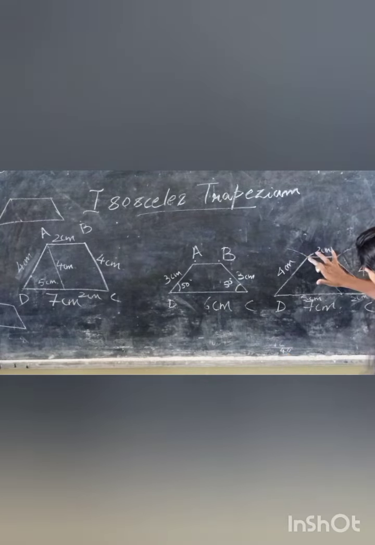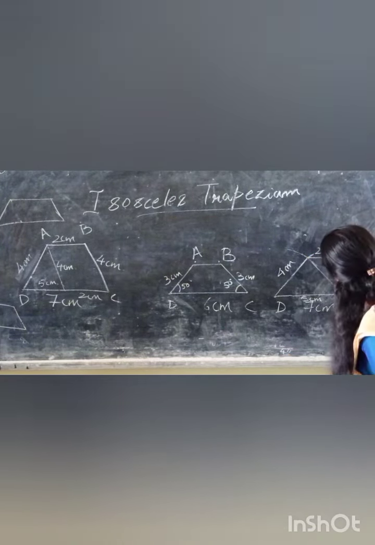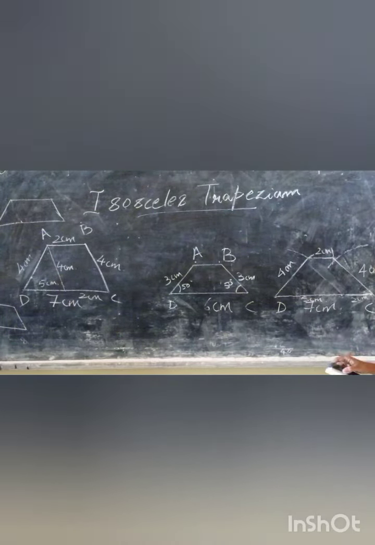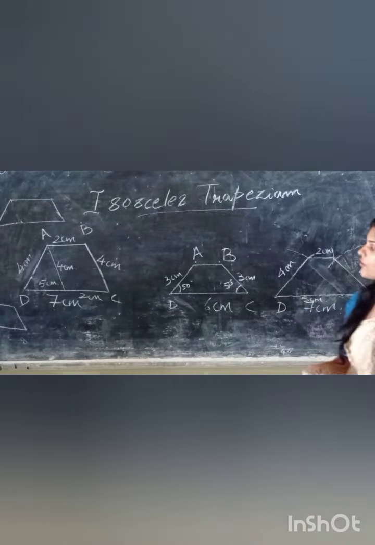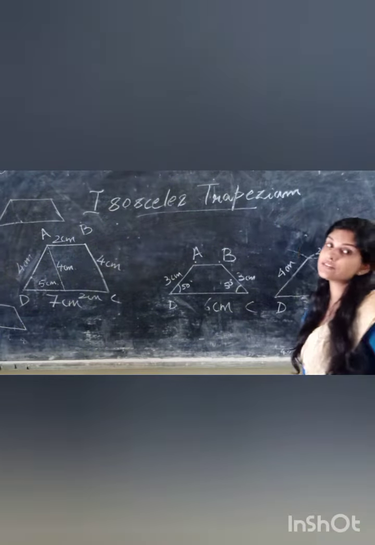And now we shall erase this line. Okay? So now we will get an isosceles trapezium that was shown to you in the activity card. So these are the 2 methods of constructing an isosceles trapezium.